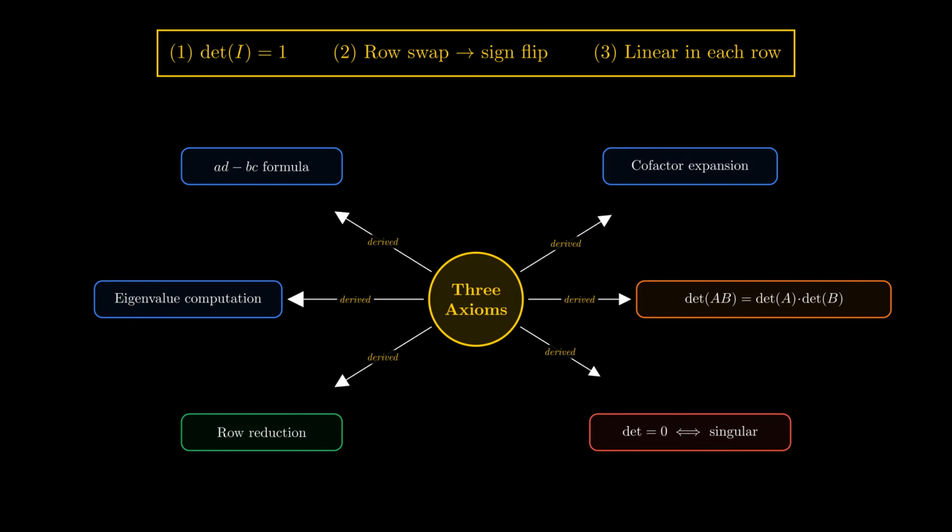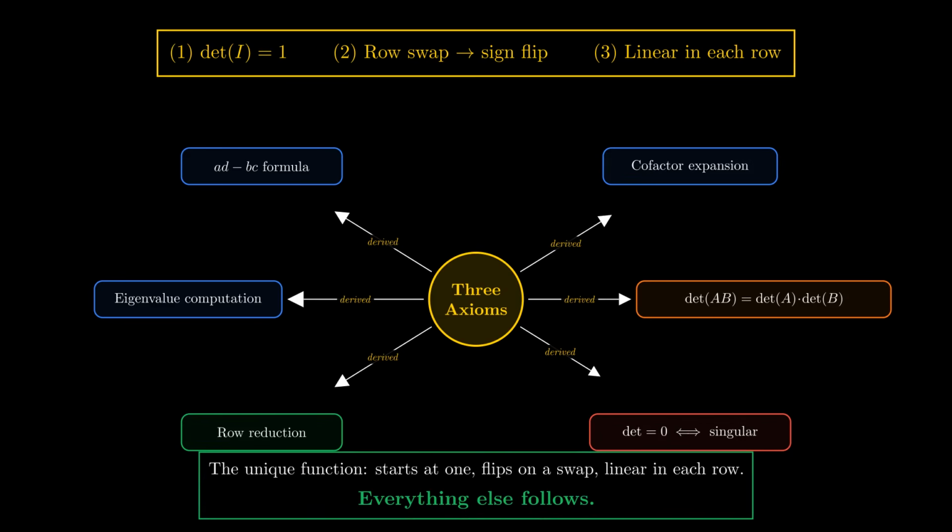The next time someone asks, what is the determinant? Don't recite a formula. Tell them it's the unique function that starts at 1, flips on a swap, and is linear in each row. Everything else follows.